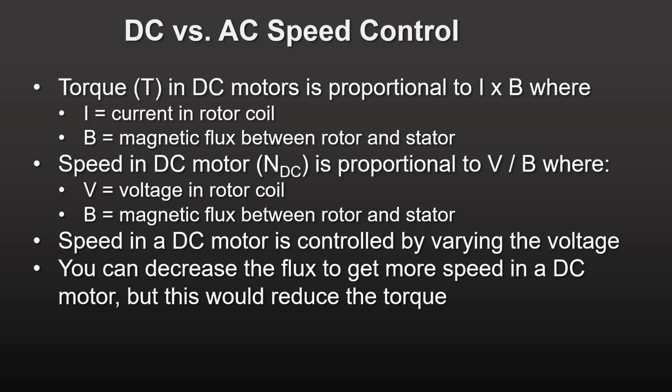Speed in a DC motor, N sub DC, is proportional to V over B, where V is the voltage in the rotor coil and B is the magnetic flux between the rotor and stator. Speed in a DC motor is controlled by varying the voltage. There is no line frequency to worry about. You can decrease the magnetic flux to get more speed in a DC motor, but that would reduce the torque.